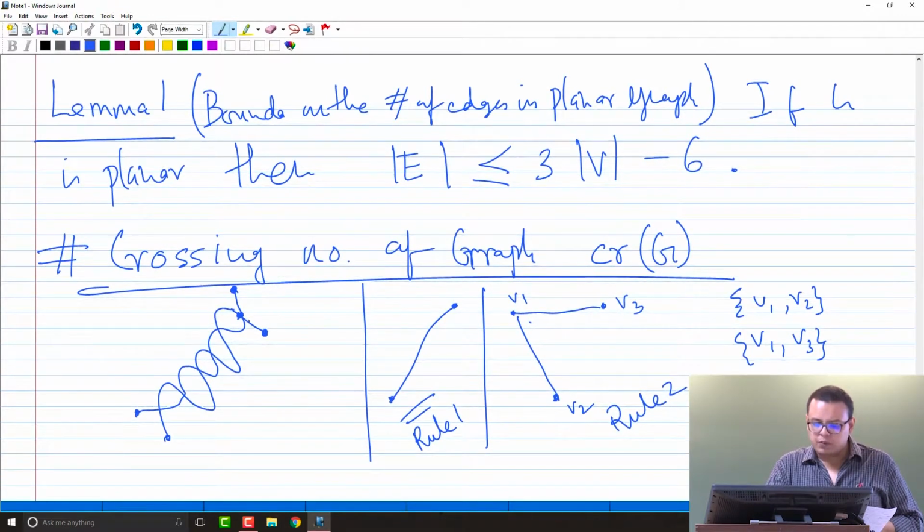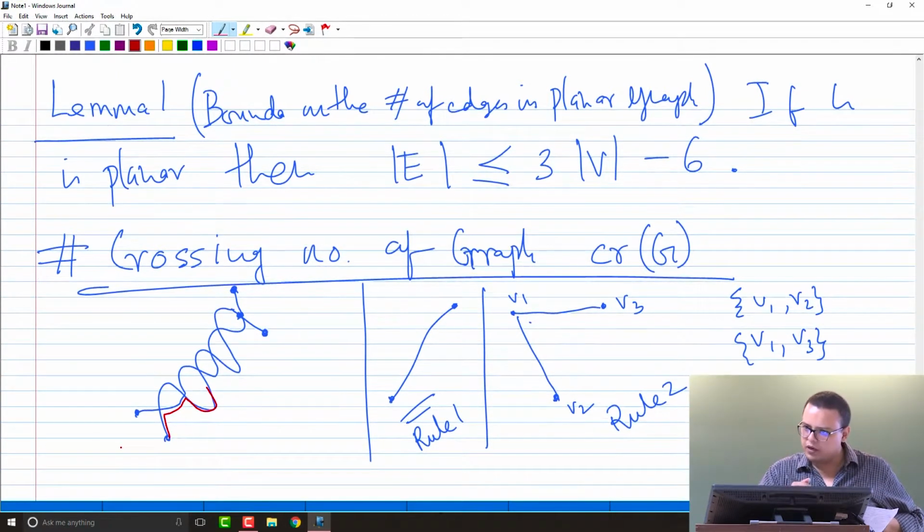But I don't want these many crossings. Again, two edges should cross each other once only, not more than once. So why? Let's talk about these two crossings. I can reduce this crossing easily by slightly drawing this in a different way. I can go like this, and then follow this path, right. So I can reduce the crossing number by 1.